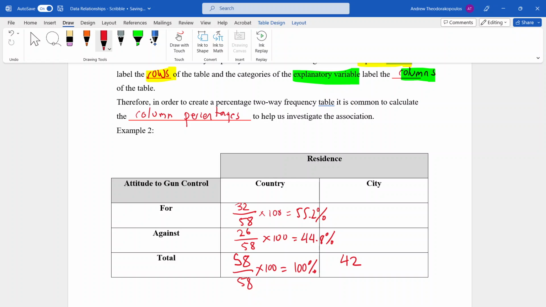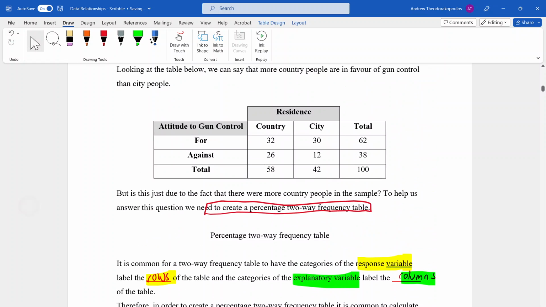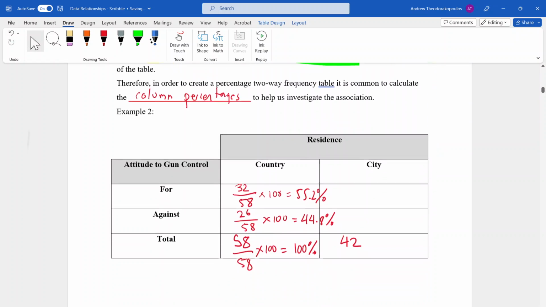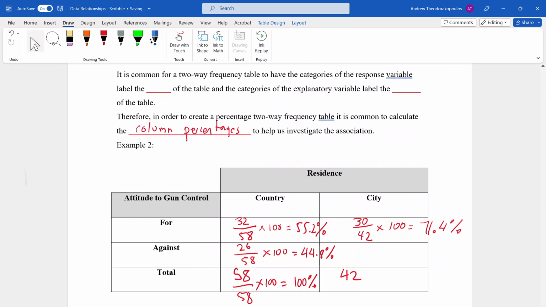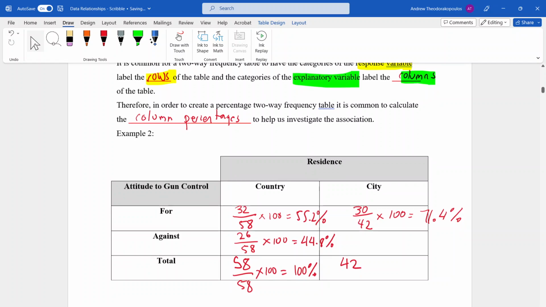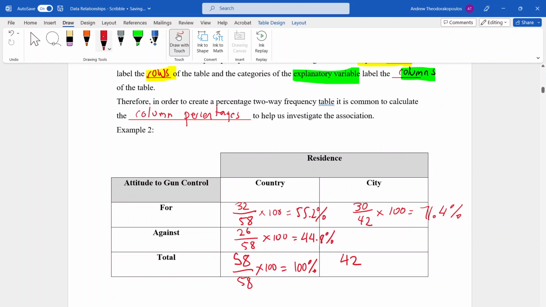Now we're going to do the same thing, but for the city. So how many of them were for gun control that lived in the city? That would be 30. So 30 out of the city people, which is 42, and that gives us a percentage of 71.4%. How many were against? There was 12 that were against it that lived in the city. 12 out of the 42 that lived in the city were against it.